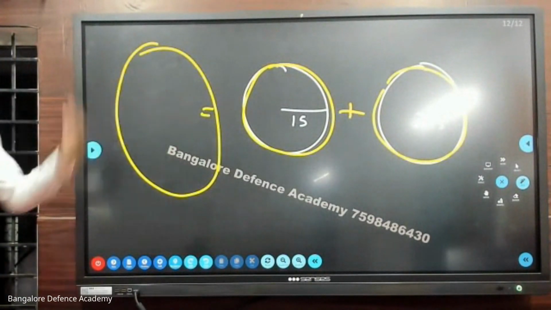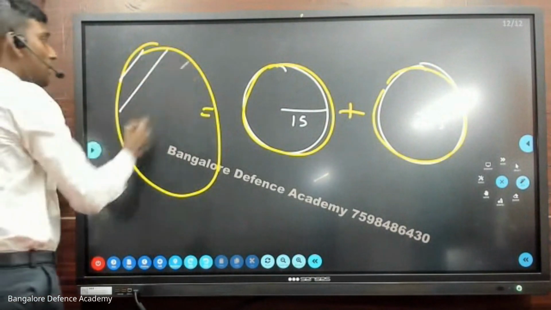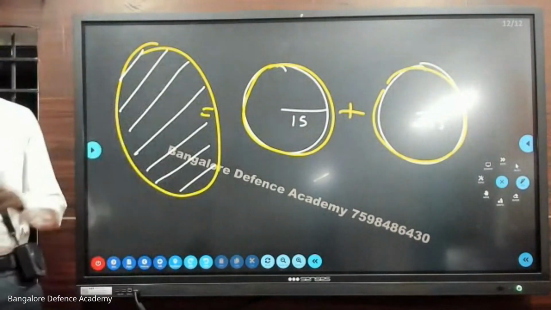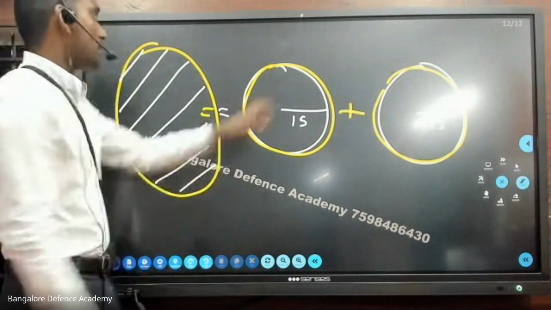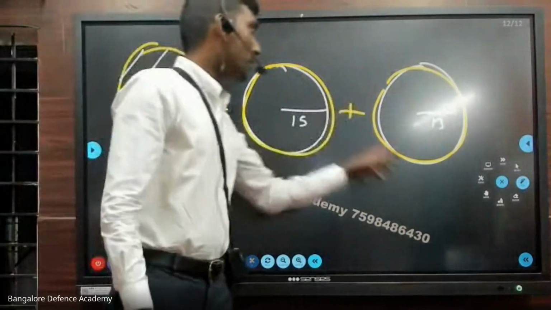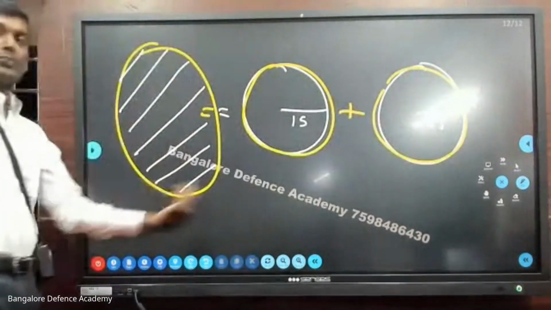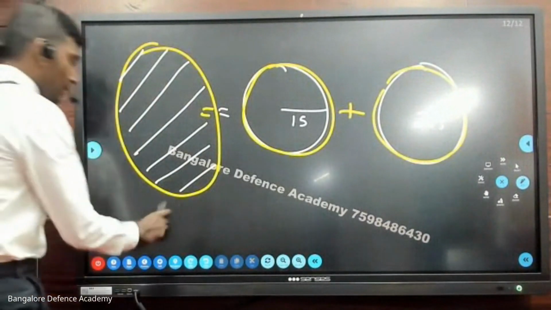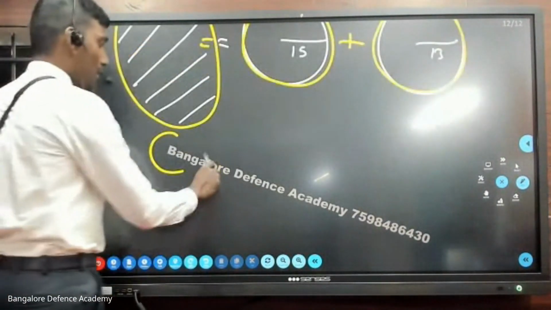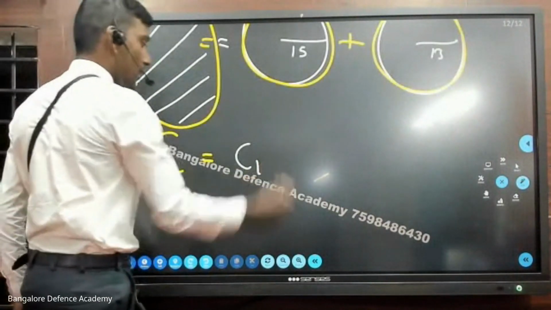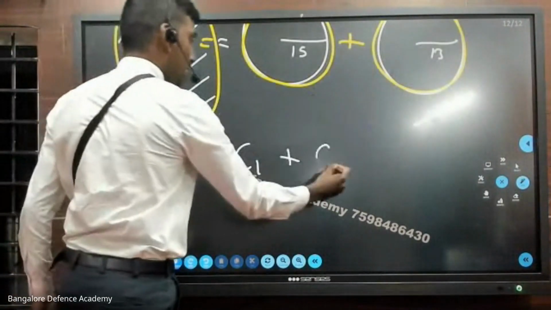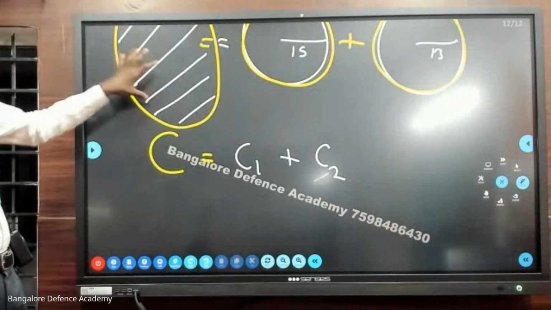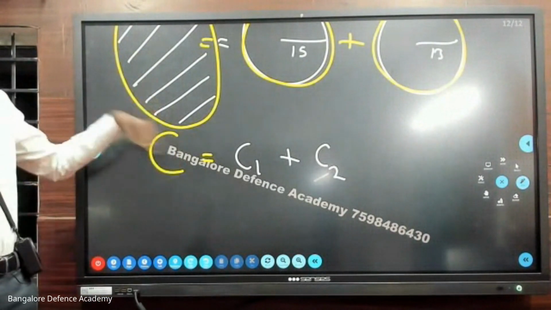What is the area of this circle they are asking? Are you all understanding? Now look here. Do you agree with me that circumference of this plus circumference of this is equal to circumference of the bigger circle? So circumference of the bigger circle C is equal to circumference of this circle C1 plus circumference of this circle C2. Yes or no? Okay. But the goal here is not to find the circumference, but to find the area.